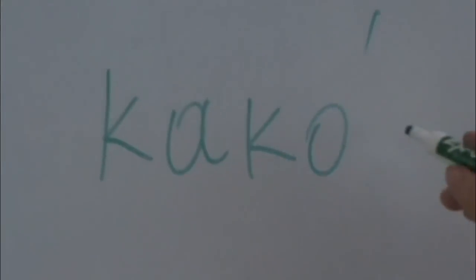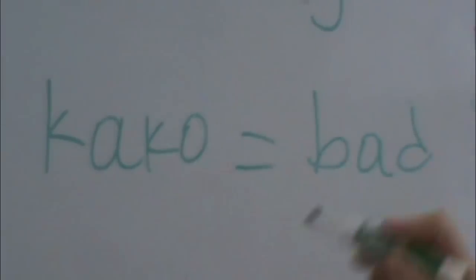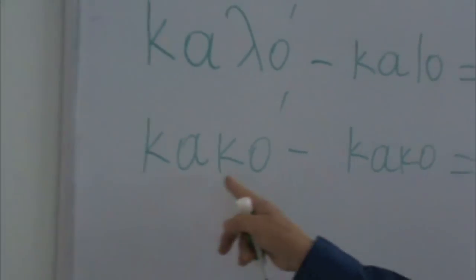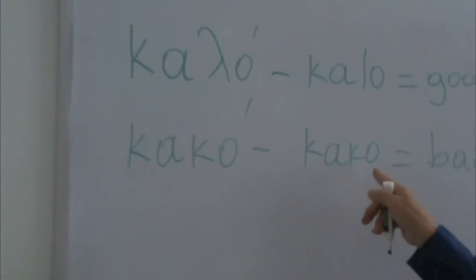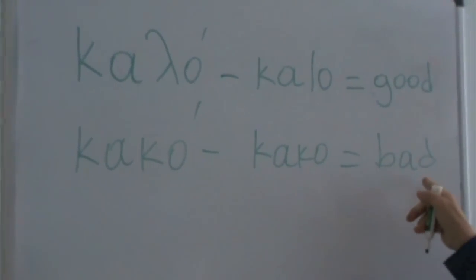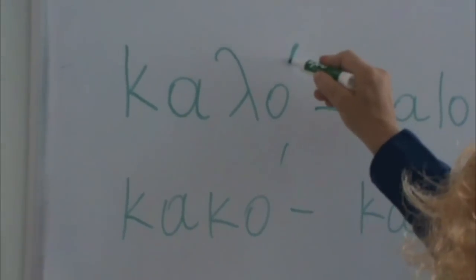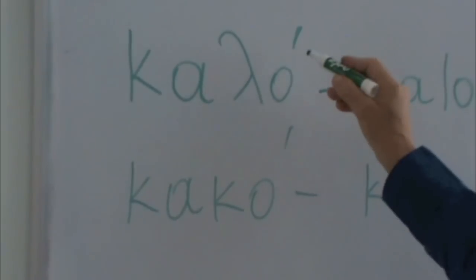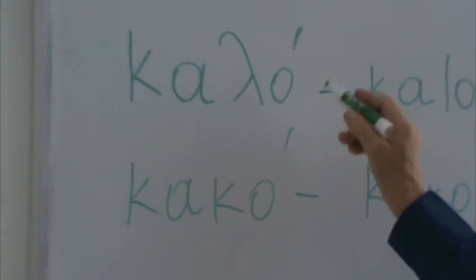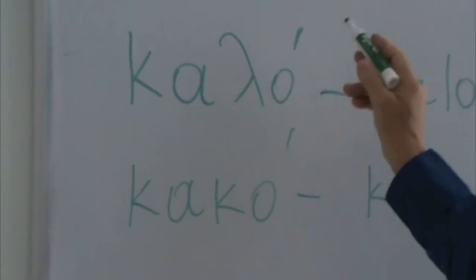Here's another example. Kako. Kako, bad. Okay, this is oxia in Greek, or accent in English.